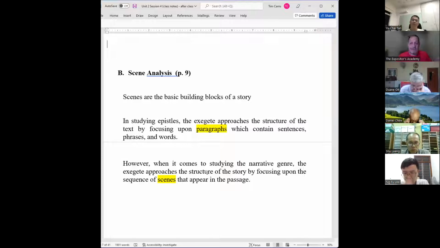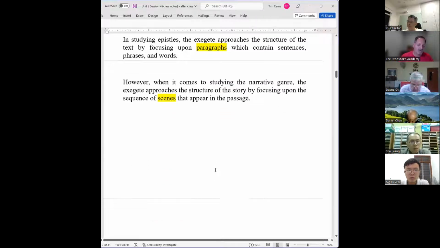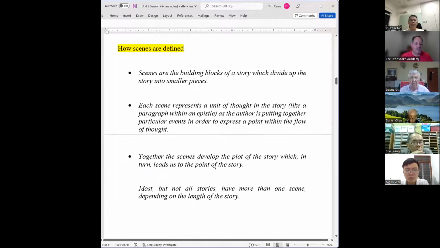All right, and you can think of scenes like paragraphs in an epistle. A paragraph is a unit of thought that we find in an epistle, and each unit of thought is connected together to present the context of the author's flow of thought. Scenes serve a similar function in that way. They each represent a particular part of a story that the author uses to develop his main point over the course of the story. All right, and so that's really how scenes are defined. Again, they represent units of thought within the story.